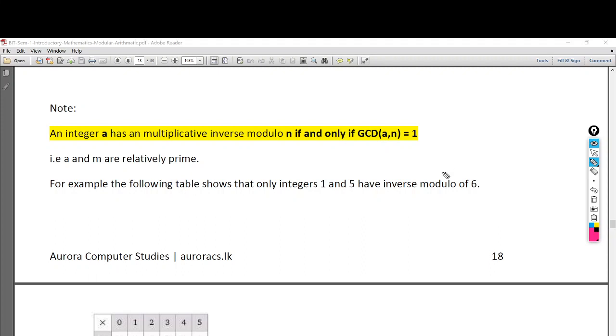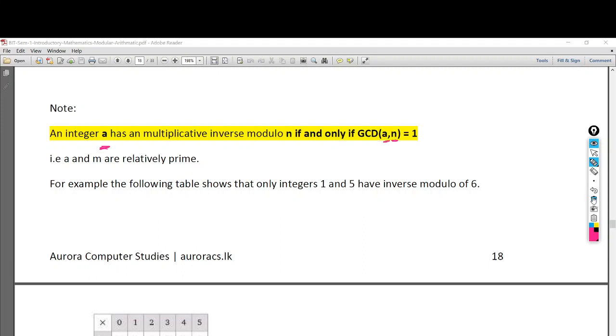Okay, right? So this is not a theorem actually. A number has an inverse in modulo n if and only if, if you take the GCD of that number and the modulus, it is 1. Only then it has an inverse, otherwise it doesn't have an inverse. So that means not all the numbers are going to have their inverse values in modular arithmetic.